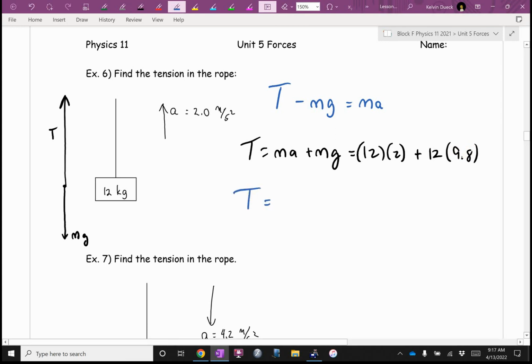What do you get? Can I do this one in my head? Maybe. It's going to be 12 times 11.8. 12 times 11 is going to be what, Mr. Dewick? 132? 132 plus 7.2. 139.2. No, I'm wrong. Am I right? What is it? 142? Even? 141.6. Is that right? Yeah? I don't trust him. Okay. 141.6, which is all round to 142 newtons. Oh, newtons because it's a force.